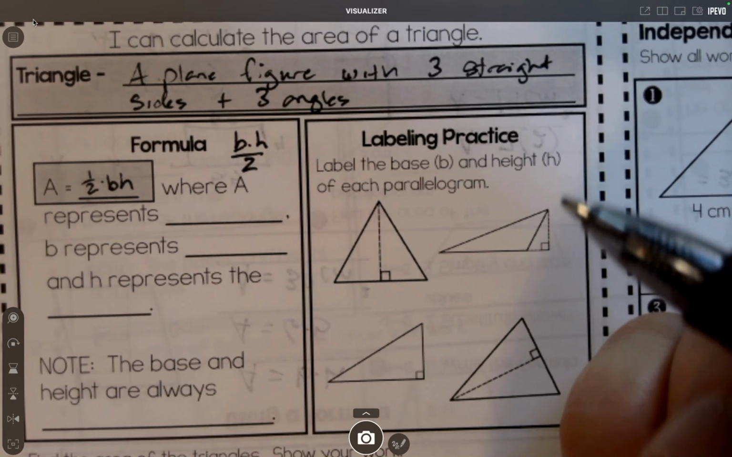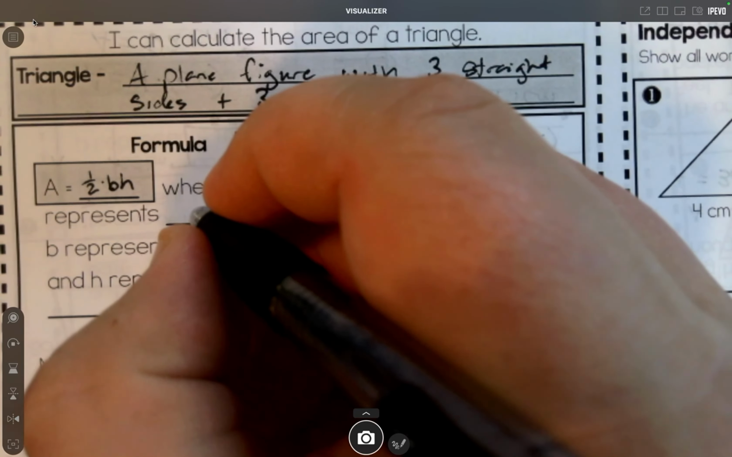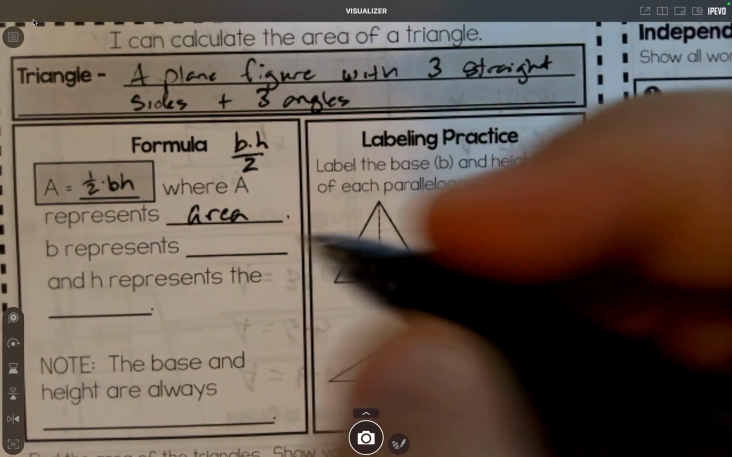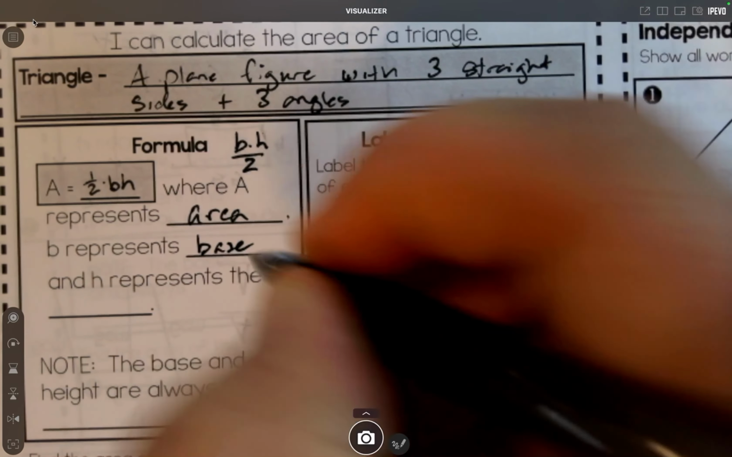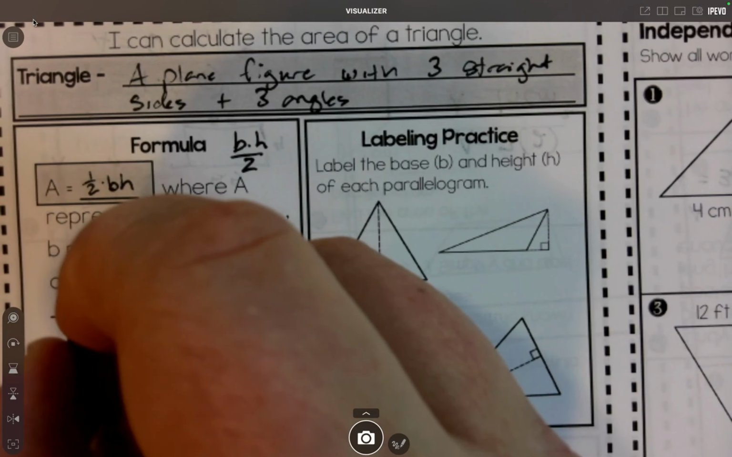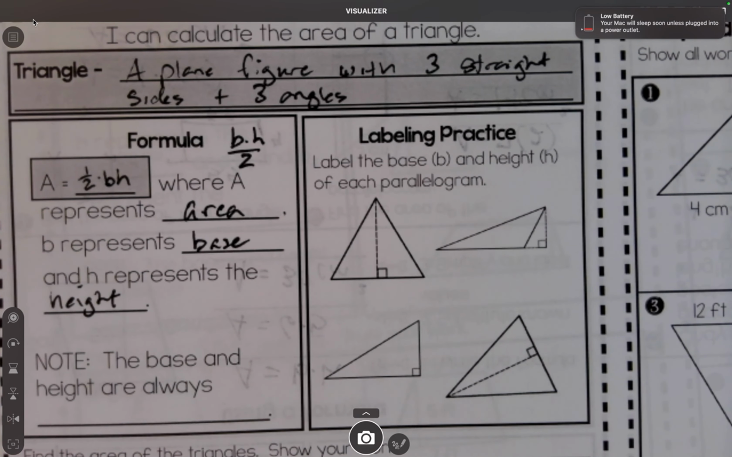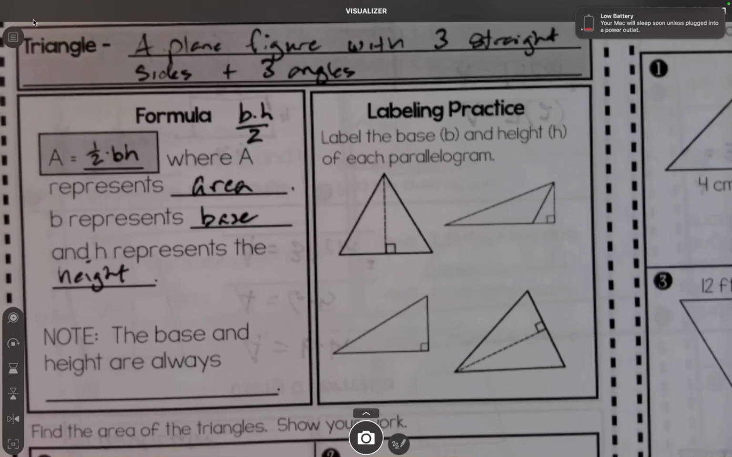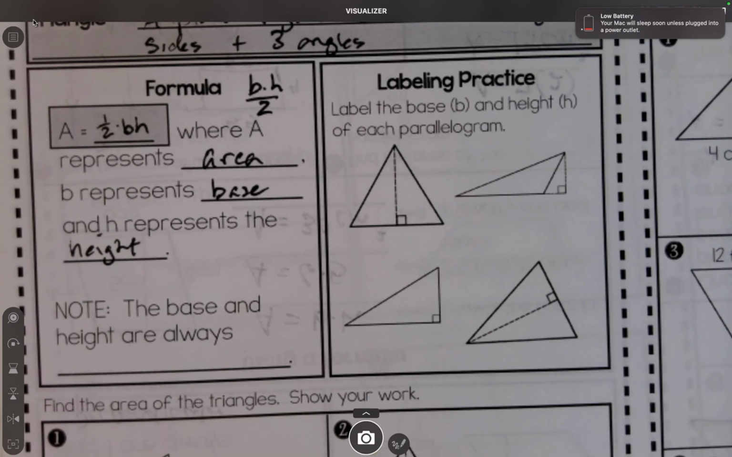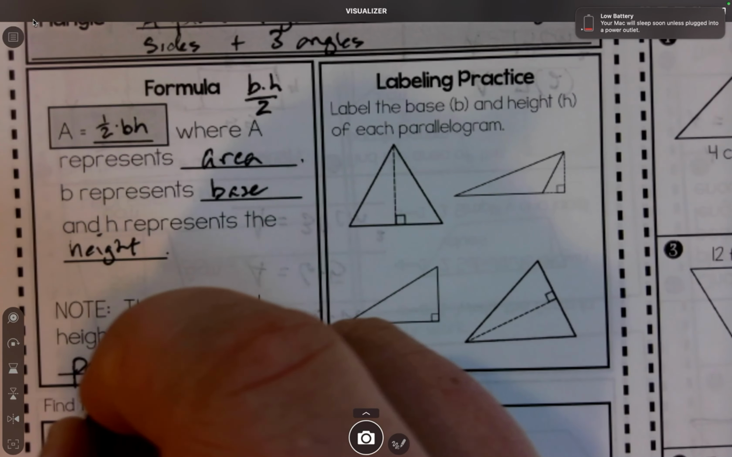They are identical. So A represents the area, B represents the base, and H represents the height. So it's really identical to the parallelogram formula, except you're multiplying by 1/2. Or if you prefer, think of it as dividing by 2. And just like it was with the parallelograms, the base and the height are always perpendicular.